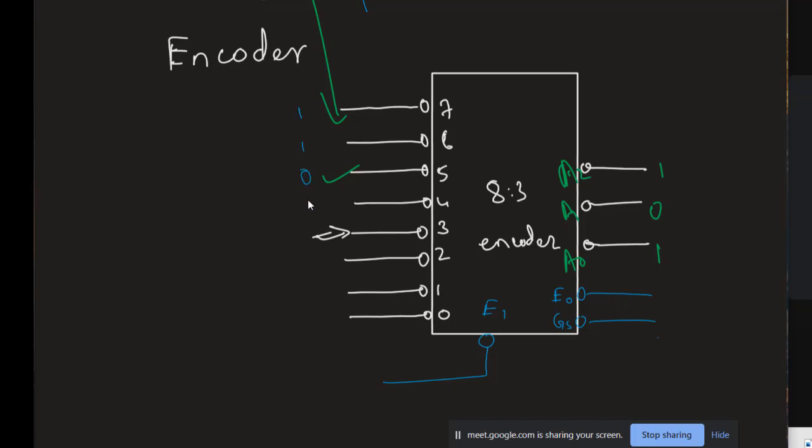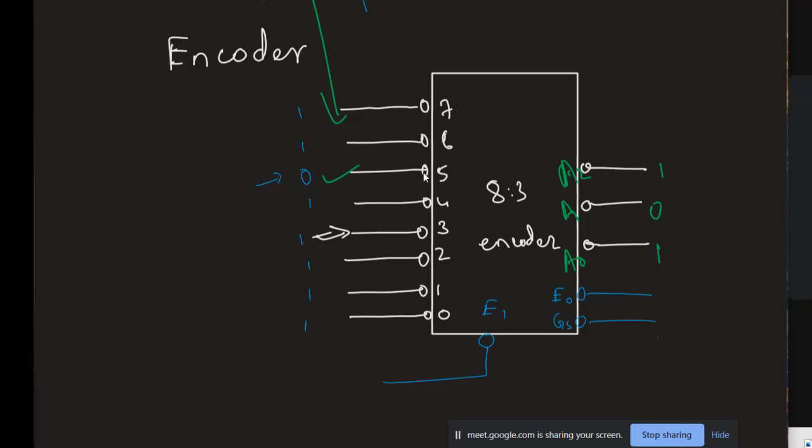I want to activate the 5th line. This line I want to activate at the input. That means my signal has to be here. So I am giving 0, because can you see it is active low? So I must give 0 here.